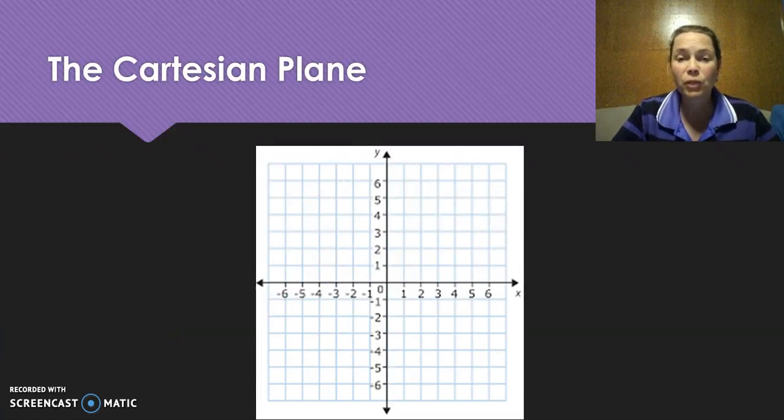Alright, so let's start by looking at a Cartesian plane. What you have here is basically two number lines that intersect at right angles. The x-axis goes horizontally across your screen with positive numbers to the right-hand side and negative numbers to the left. The y-axis runs vertically. Once again, it's a number line, so the positive numbers are increasing as you go up your screen and they are decreasing as you go down the screen.